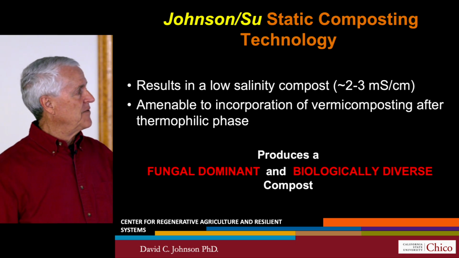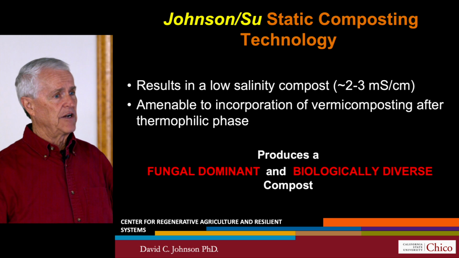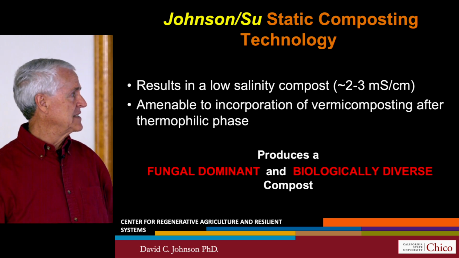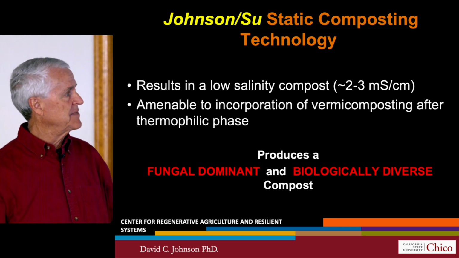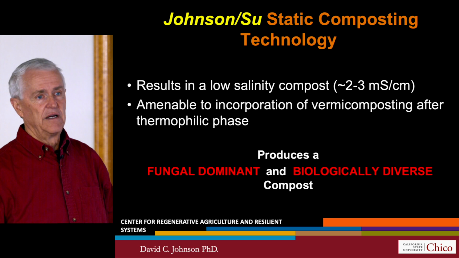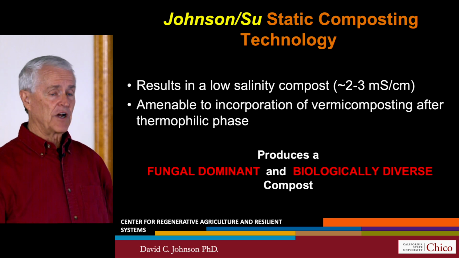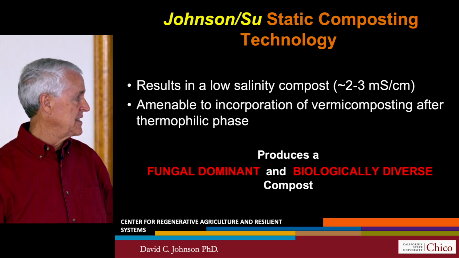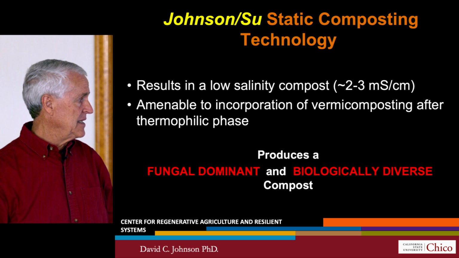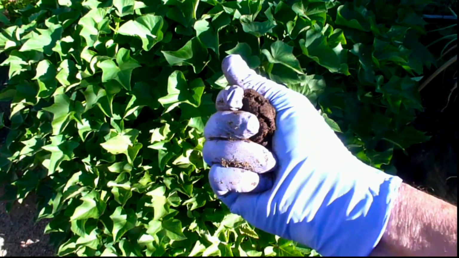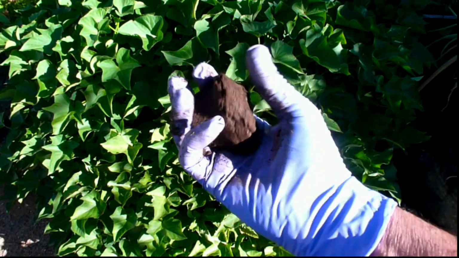We saw one of the biggest problems was the salinity on the dairy manure, and we moved the salinity down from 44 millisiemens down to less than 2 to 3. And it's also a vermicomposting process. The worms are part of this. But most importantly, it's a fungal dominant product that you end up with, and very biologically diverse.